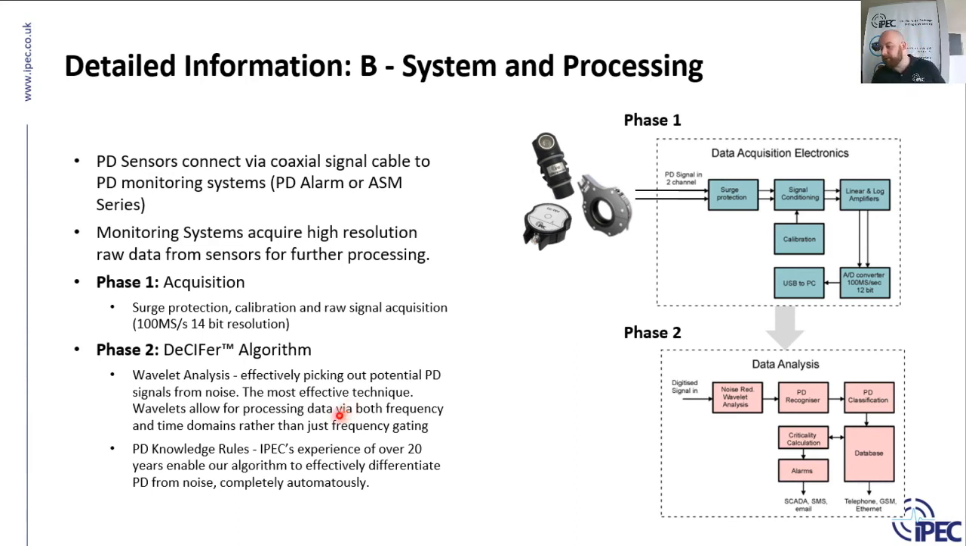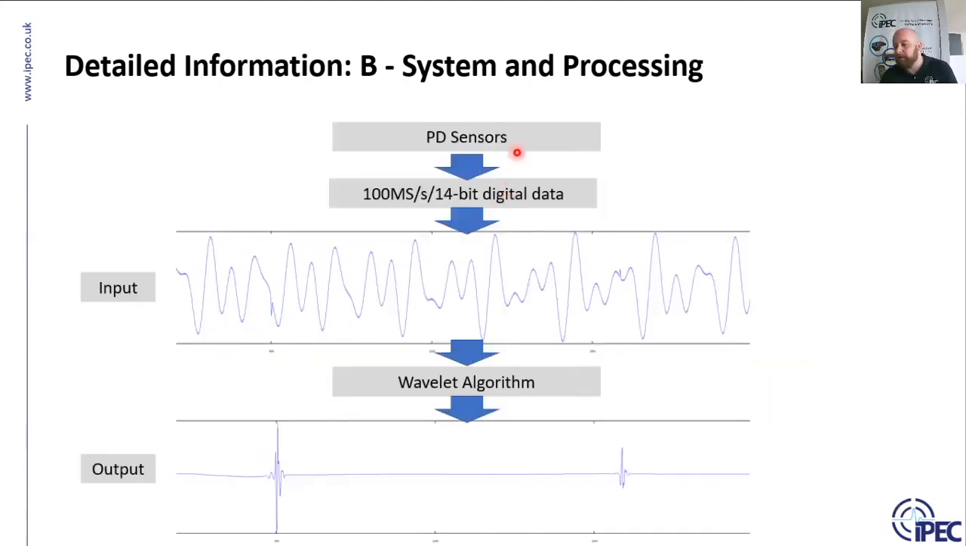So to summarize, PD sensors: 100 megasamples per second, 14-bit resolution. Here's an example of a very noisy input, and we can see there's a little peak here and a little peak here. And the output of the wavelet analysis, it's able to spot these small peaks and essentially pass them over to the next stage of analysis, which would be the knowledge rules.